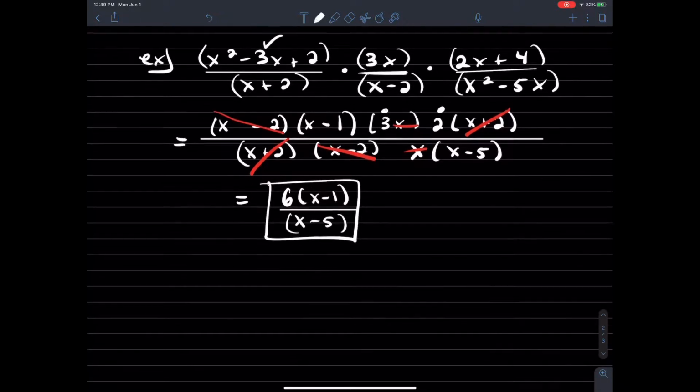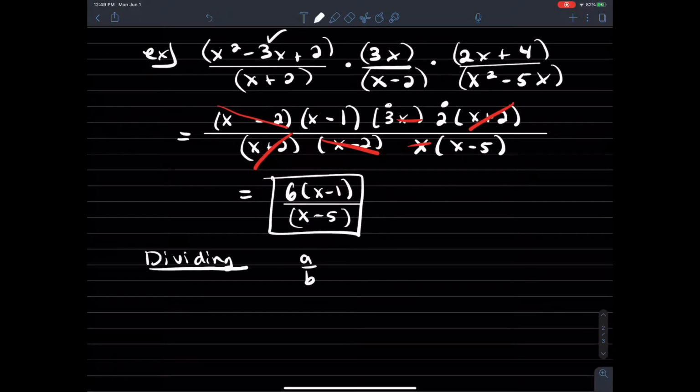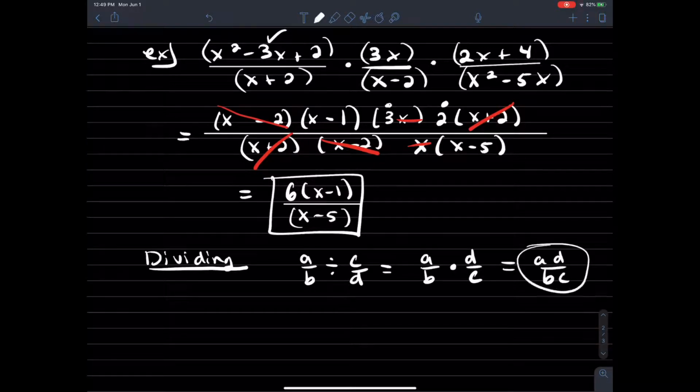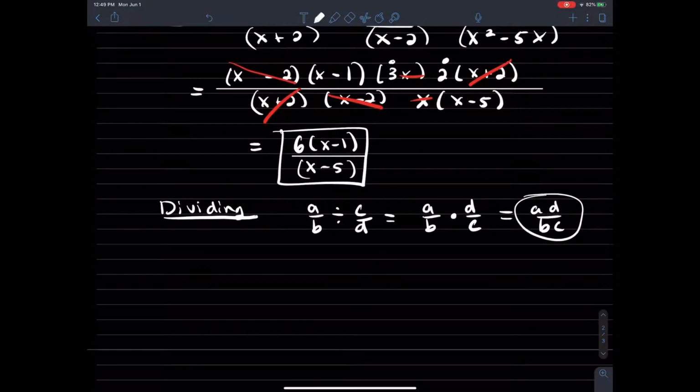Now dividing, you have a over b divided by c over d. We can rewrite this by, instead of dividing, we multiply by the reciprocal. And then, of course, we can multiply across. That's how we multiply. Okay, and there's nothing to cancel there, obviously. So we just turn dividing into multiplying and multiplying into simplifying.